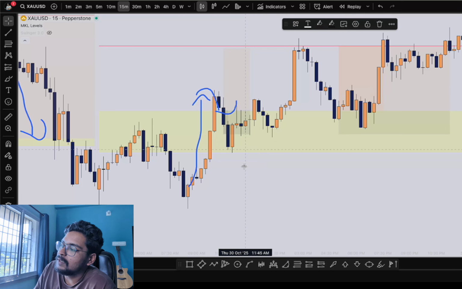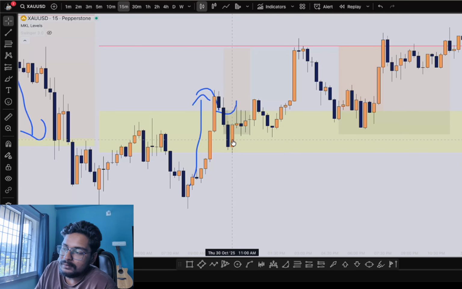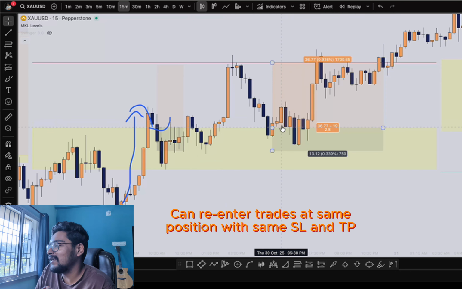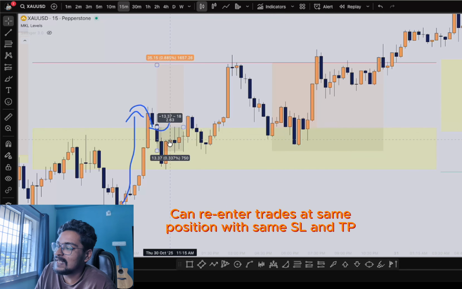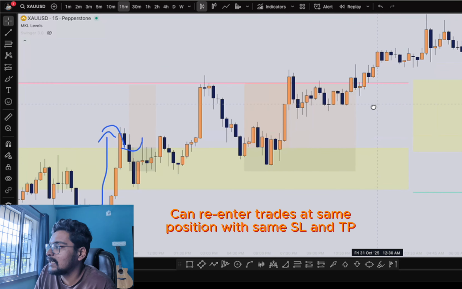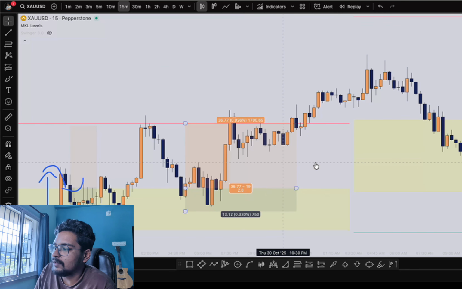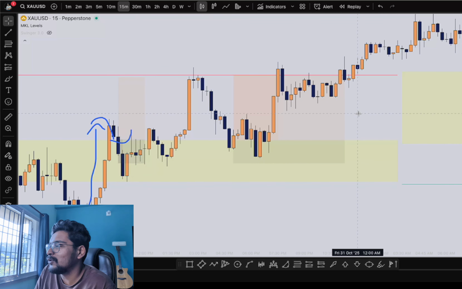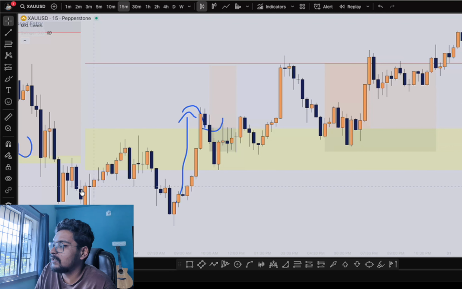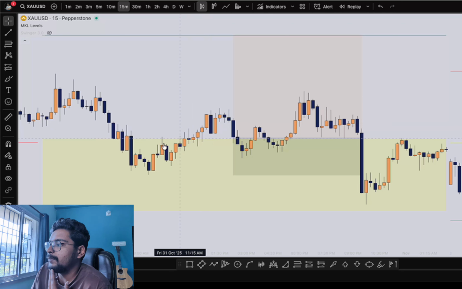I hate it when markets just wick me out or this happens. But yeah, I also got a re-entry over here with the same exact position, same exact stop loss, same exact target. I hit that and I was done for the day because I had already taken a stop loss. I was not in the mood for taking another stop loss as the markets were really, really choppy at this point.